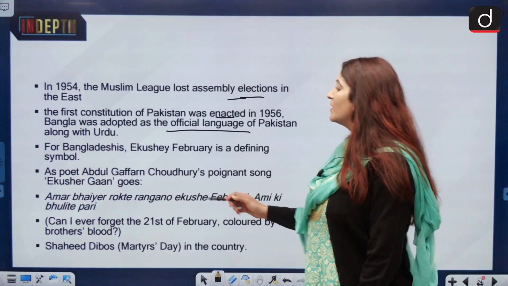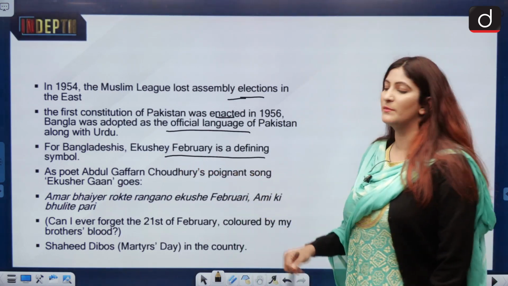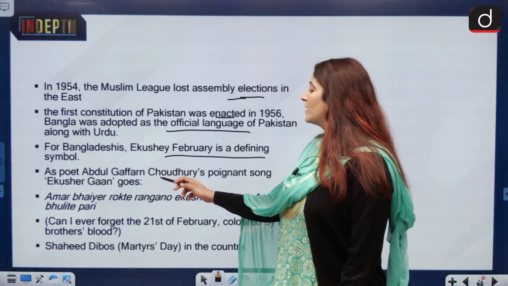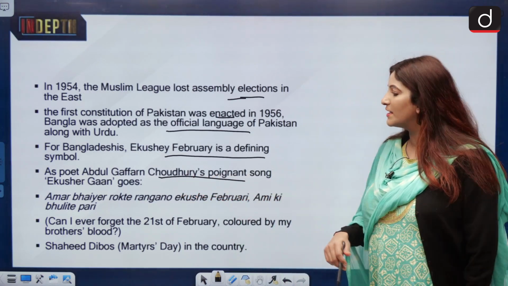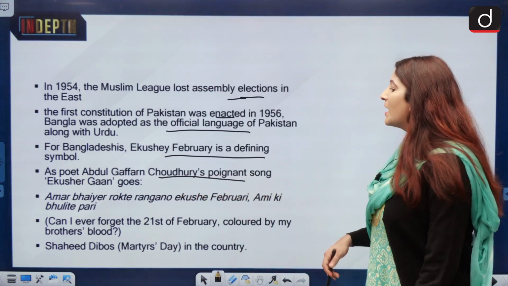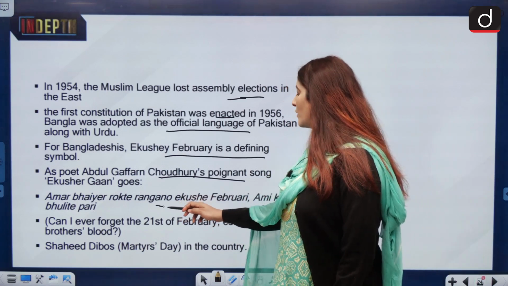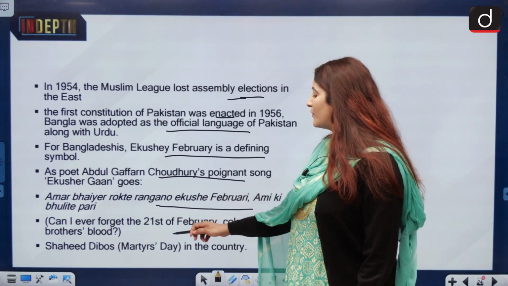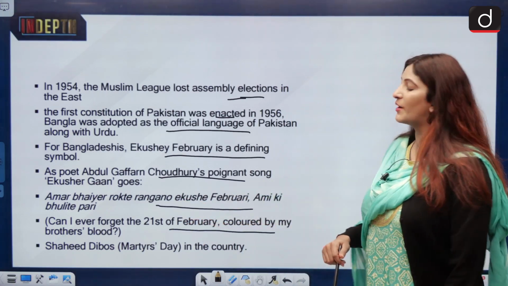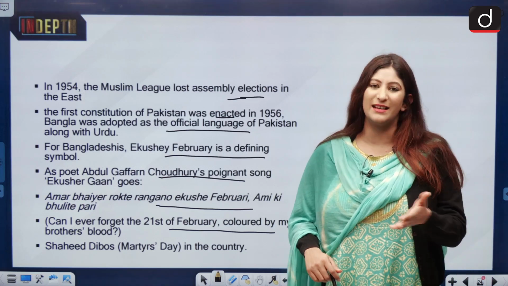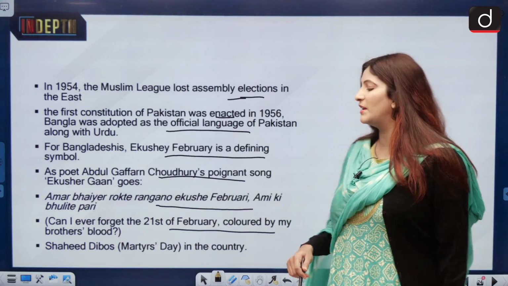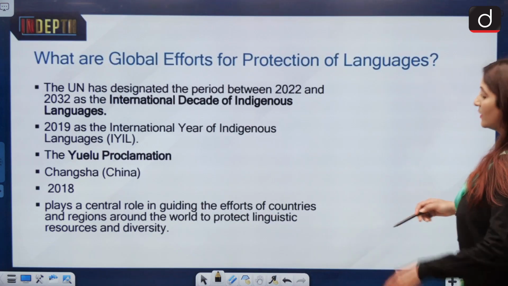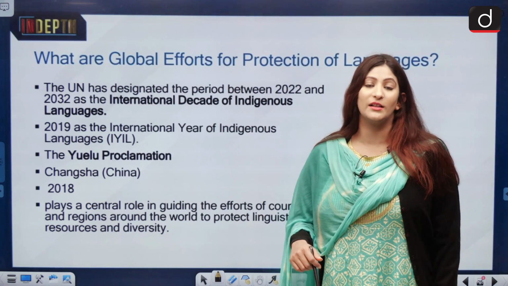For Bangladeshis, Ekushey February, that means 21st February, is a symbol of nationality. As poet Abdul Ghaffar Chaudhry's poignant song, Ekushey Gan, says, Amar bhaiyer rokte rangano Ekushey February, ami ki bhulete pari. That means, can I ever forget the 21st of February colored by my brother's blood? Because so many people died in that process: students, academics, many people. Shaheed Divas, or Martyrs' Day, is celebrated in Bangladesh on 21st of February.